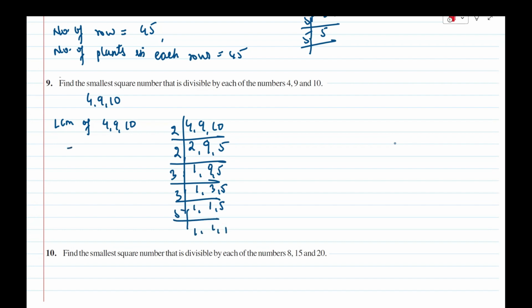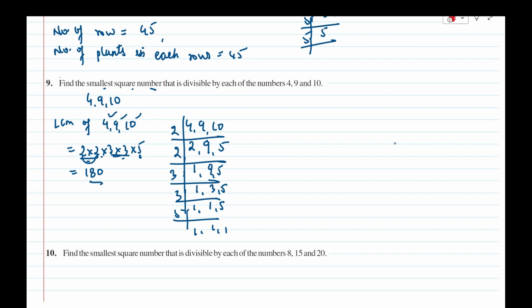What is the LCM of these numbers? 2, 2, 3, 3, and 5. So 2 2s are 4, 4 5s are 20, and into 9 is 180. But it says find the smallest square number. This is the number which is divisible by all of them, but it is not a perfect square. Why? In the prime factorization of 180, I got a pair for 2 and 3, but not for 5. So it's simple: by which number should I multiply it so that it becomes a perfect square.